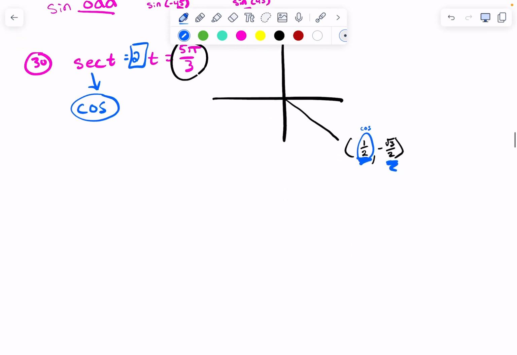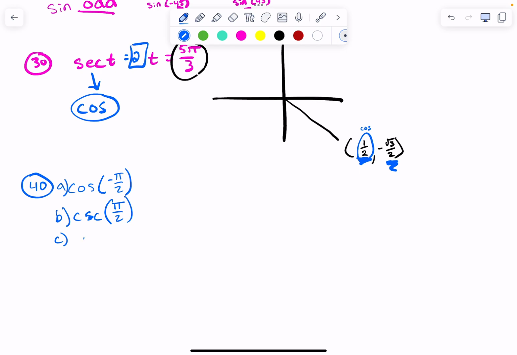Next. 40. Evaluate the function if possible. A is cosine of negative pi over 2. Let me write these all down. B is cosecant of pi over 2. C is cotangent of 5 pi over 2. D, tangent of pi over 2. E, secant of 3 pi over 2. F, sine of pi over 2.